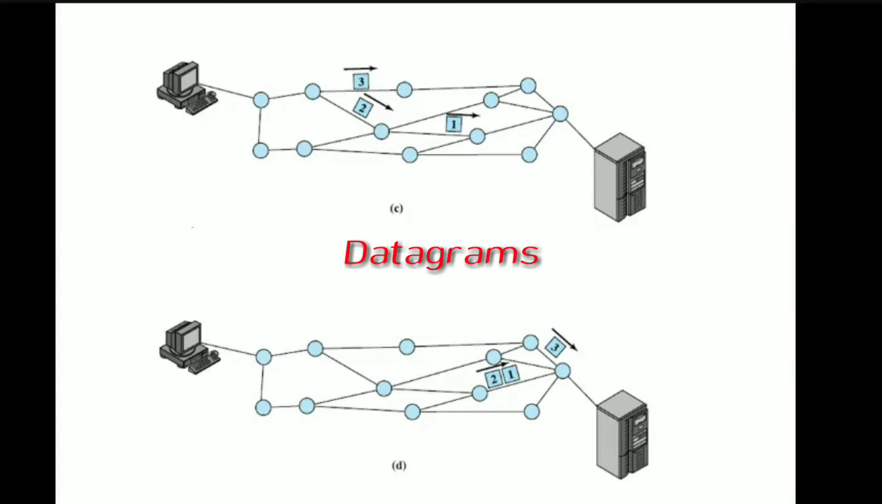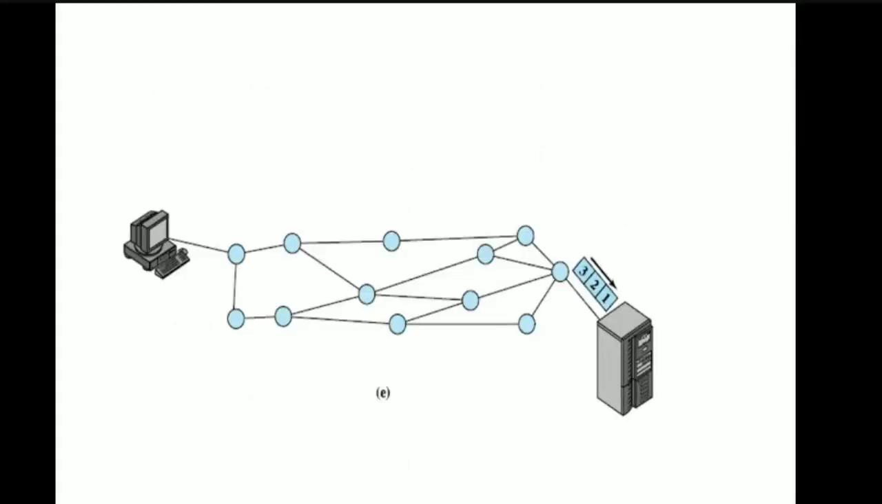Okay. So if you see in the D, first of all packet 3 has reached. Then at some later time, packets 1 and 2 are going. And finally it has been reordered by the exit node, and now the packets are being received by the destination node. Okay, so this is how information is sent with respect to the datagram approach. Clear?